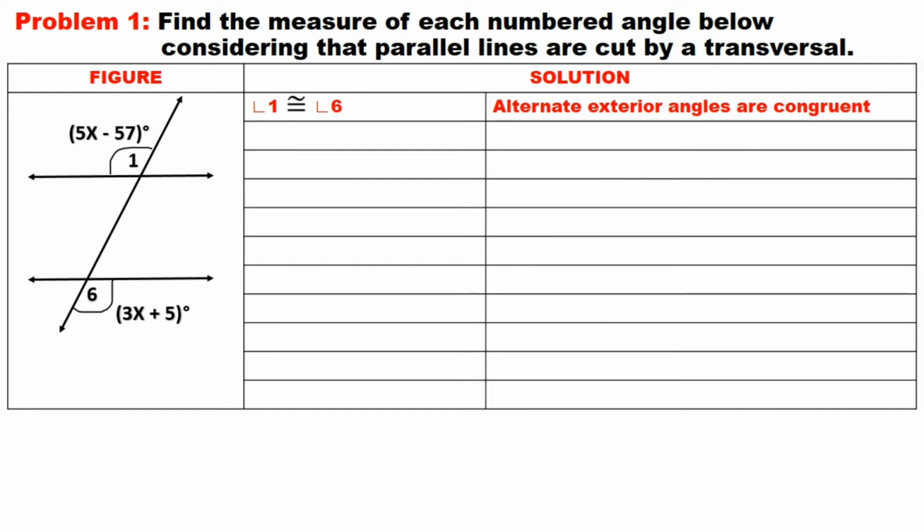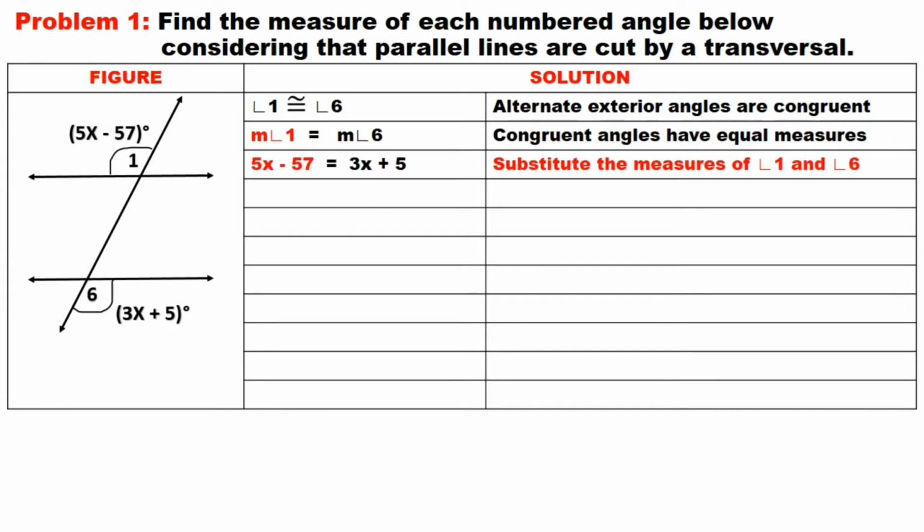For our solution, we can say that angle 1 is congruent to angle 6. Why? Alternate exterior angles are congruent according to properties of parallel lines cut by a transversal. Next, if angle 1 is congruent to angle 6, measure of angle 1 equals measure of angle 6 because congruent angles have equal measures. By substitution, measure of angle 1 equals 5x minus 57 degrees. Measure of angle 6 equals 3x plus 5 degrees.